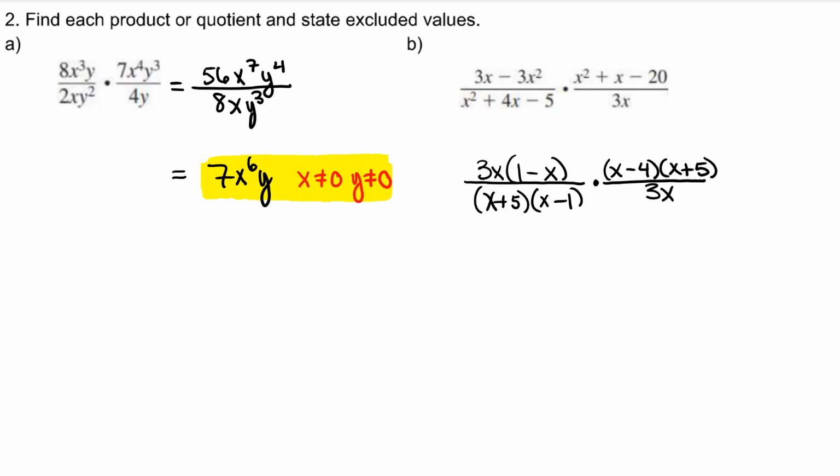Now that your denominators are factored, find your excluded values. X cannot equal negative 5, it can't equal positive 1, and it can't equal 0. Let's reduce. 3x divided by 3x is 1. X plus 5 divided by x plus 5 is 1.